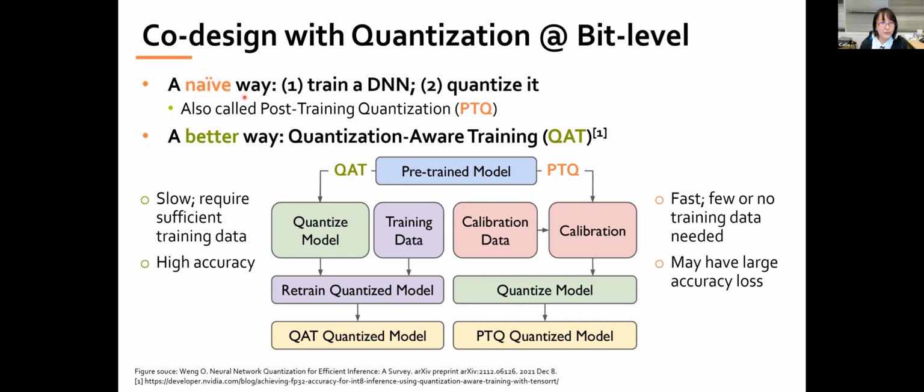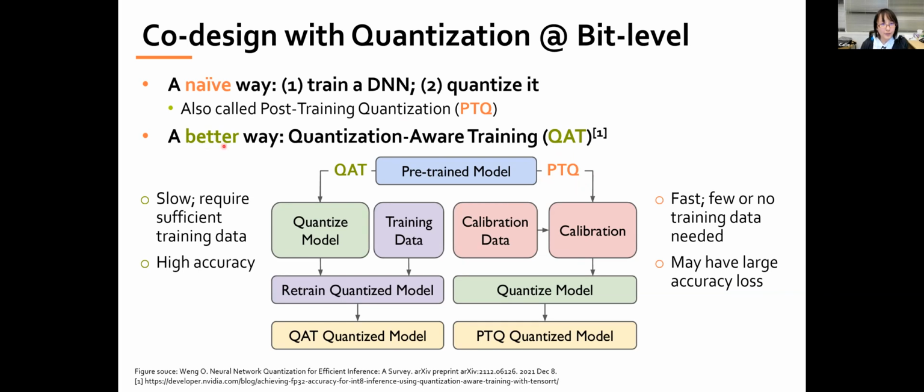Well, the naive way to do quantization is to train a deep neural network and quantize it. This is usually called post-training quantization. On the right side, we have a pre-trained model, we do post-training quantization, and then we do a calibration and obtain this quantized model. This is done. This is not bad, actually. It is fast, and we need little or even no training data. It is very convenient, but it may have a large accuracy loss. This is called post-training quantization.